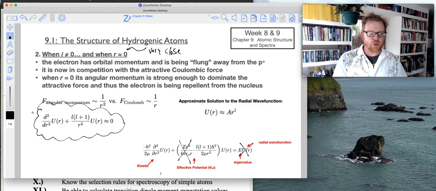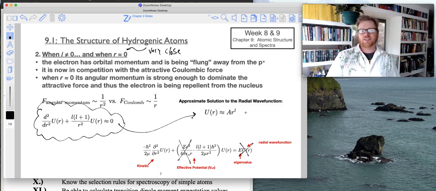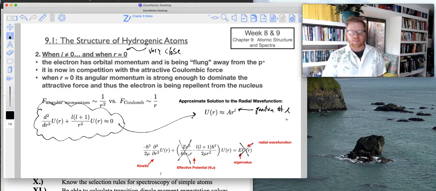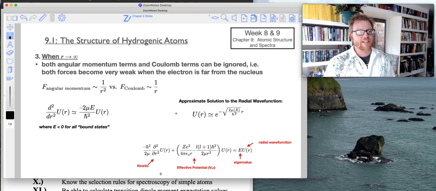And when I push through all of my constants, I get this very simple Schrodinger equation to solve for the radial wave function. The approximate solution is simply a times r raised to the L power, where that's the same L quantum number. Okay, that's the quantum number L. And again, like I said, all of these are approximate solutions, because what we're going to have to do is combine all of these into one solution eventually. All right?